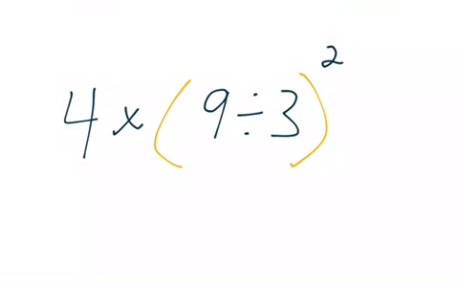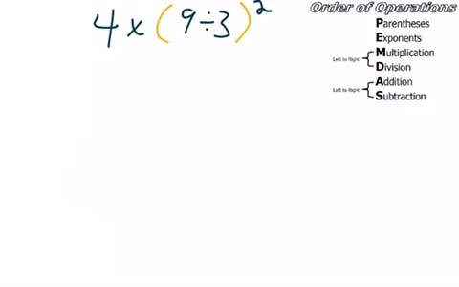So let's go back to where we started here. This is our beginning expression. So we're going to use our order of operations and see if we can solve this accurately. So the first thing we look at is parentheses right here. We're going to solve what's in the parentheses. We've got 9 divided by 3. So I'm going to rewrite this expression.